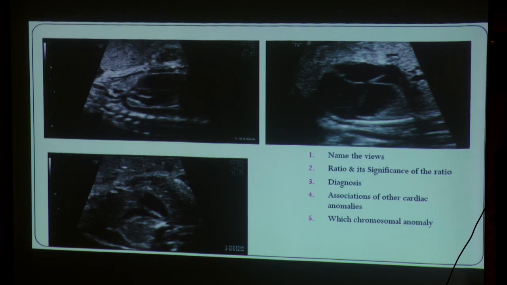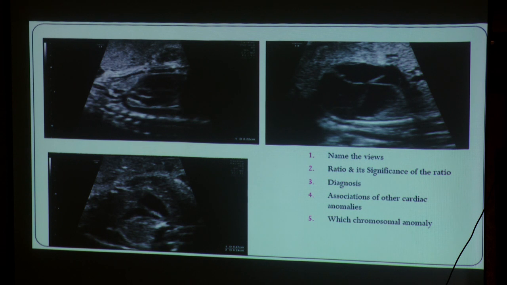In the aortic arch view, we can see narrowing of the isthmus, and there is post-ductal dilatation of the descending aorta. Here also we can see the narrow isthmus and widened ductus. This ratio is the ID ratio, ratio of isthmus to ductus. And this is apparently normal 4-chamber view. The diagnosis is coarctation of aorta.